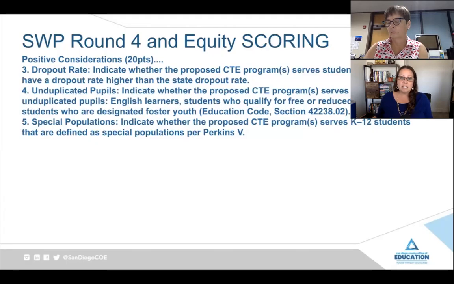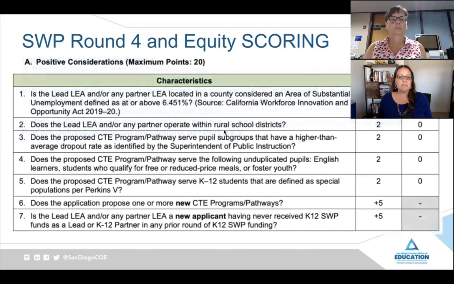When we get into positive considerations, we also see dropout rate and unduplicated pupils in special populations, specifically categorized there. The way that they're scoring these is about 2 points each, so it's kind of a yes or no question. Hopefully no one is losing points on these. Hopefully you're all really focused on ensuring that these students are served along the way.